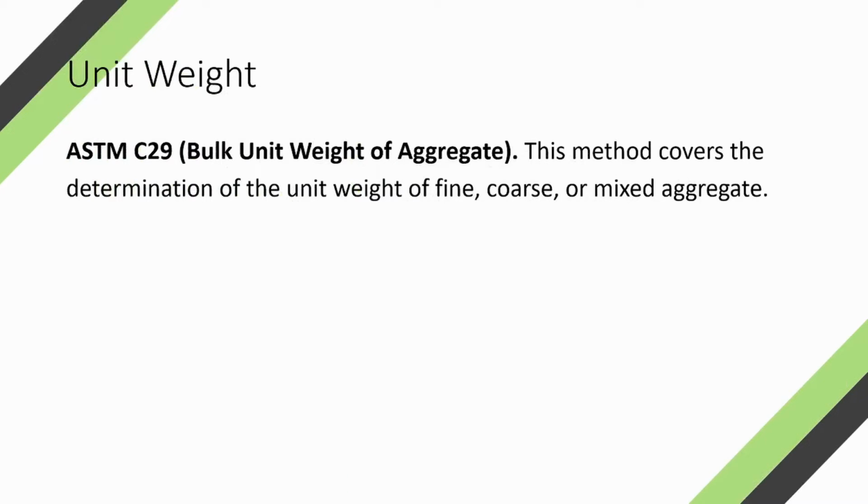So, next test is the unit weight ng ating aggregate. So, yung ASTM C29, yung bulk unit weight of aggregate. This method covers the determination of the unit weight of fine, coarse, or mixed aggregates. So, yung equivalent na specification nito sa ating AASHTO is AASHTO T19. So, AASHTO T19 and ASTM C29. So, panoorin natin yung video.